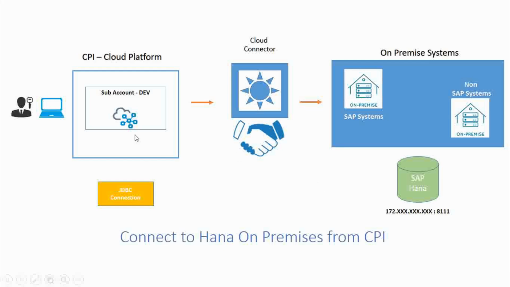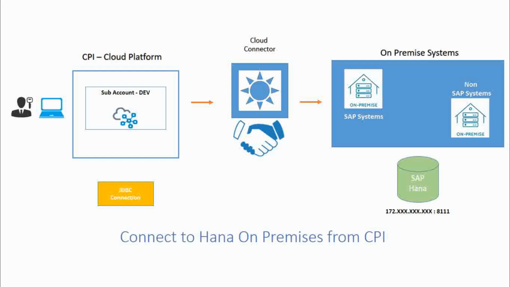Now you can see the picture. On the left side you have a cloud platform, and on the right side you have the SAP Hana, which is identified by one internal IP address and the port number, inside a secured environment. To connect to this SAP Hana server directly from the cloud, you need an authenticated way, a gateway, that is called a cloud connector. So we will be introducing a cloud connector inside that.